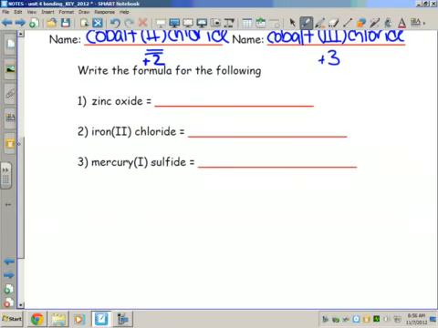So what I want you to do now, go ahead and practice with the zinc oxide. Here's your transition metal, transition metal, transition metal, and go ahead and write the formulas for each of those examples.